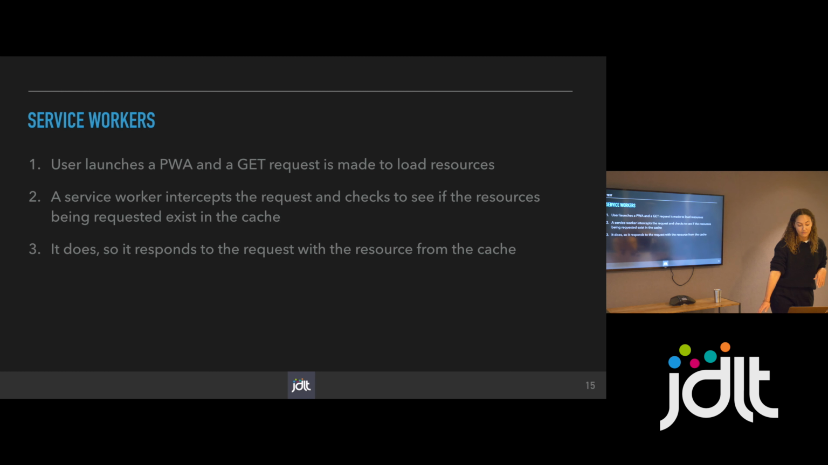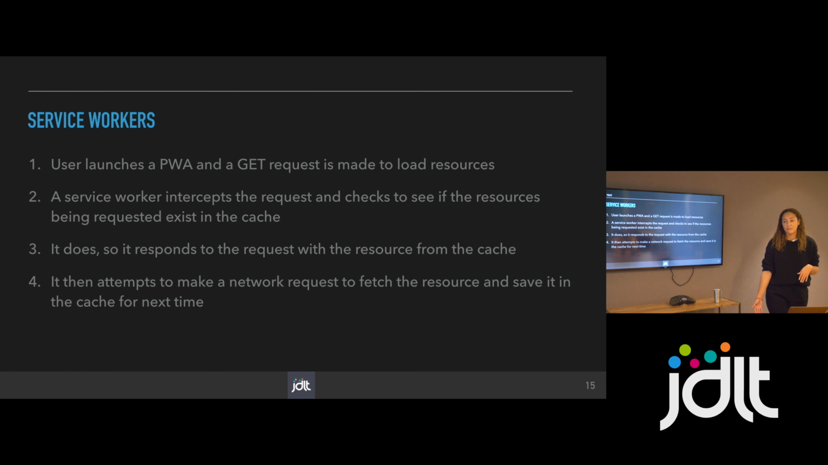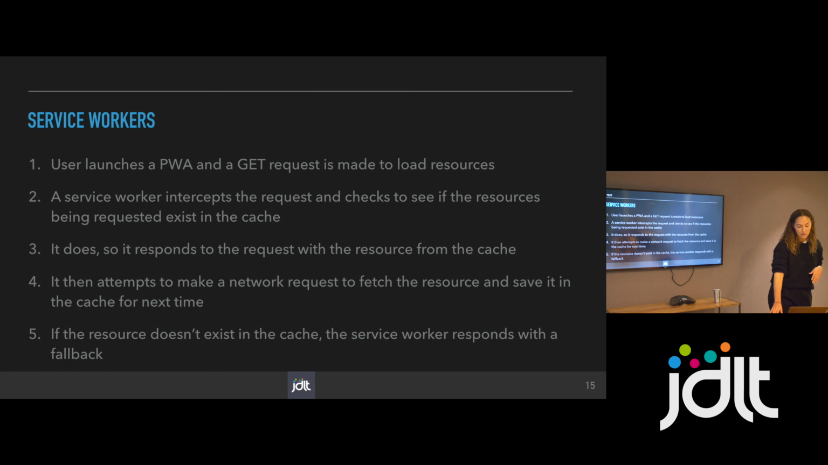If it is, it can respond to that request with the resource from the cache, so there's no need to send a network request and for the user to wait for that resource. It can then refresh the cache by continuing on to make that network request and update the cache so that next time they'll get more up-to-date content. And if the resource doesn't exist in the cache, the service worker can respond with a fallback. So for example, Chrome's little dinosaur game if you don't have any internet connection, but better.